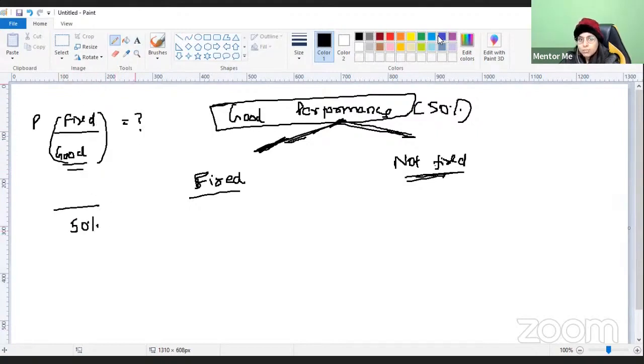You want to know this parameter, that is what is the probability of getting fired in this pool of good performance, not bad performance. In this pool of good performance, you were in the good performance rating and still you got fired.